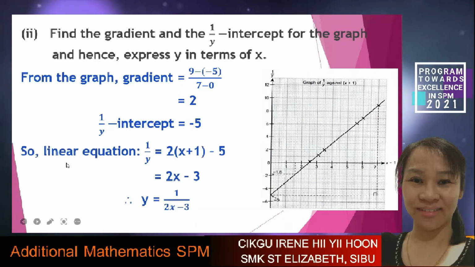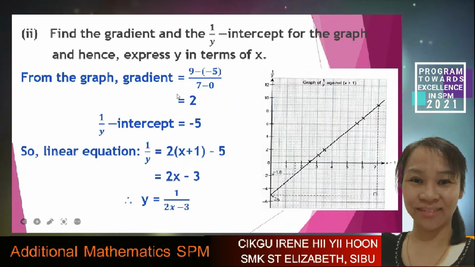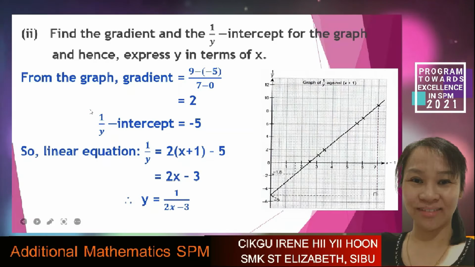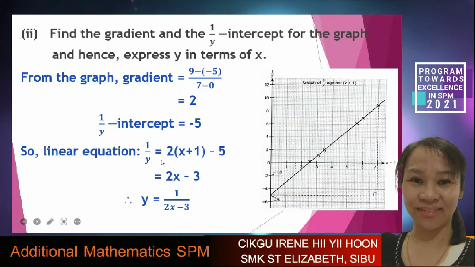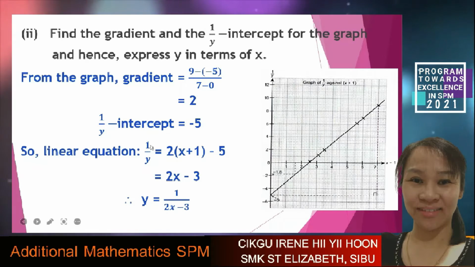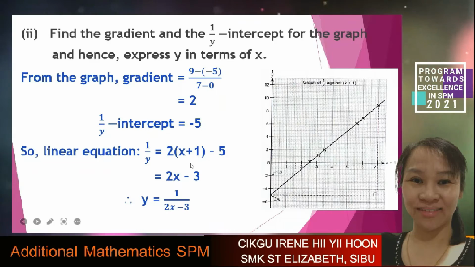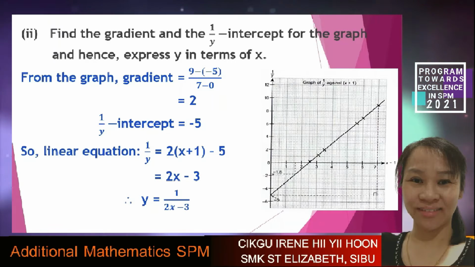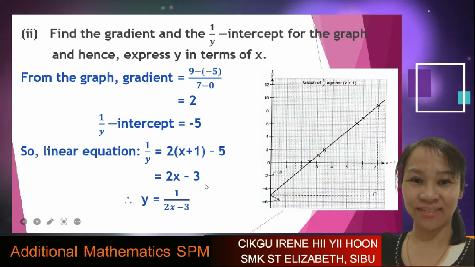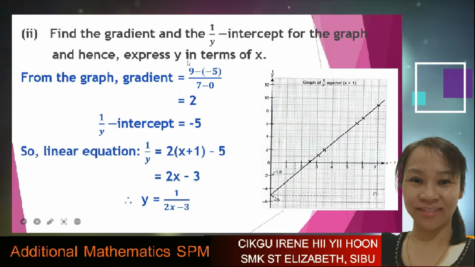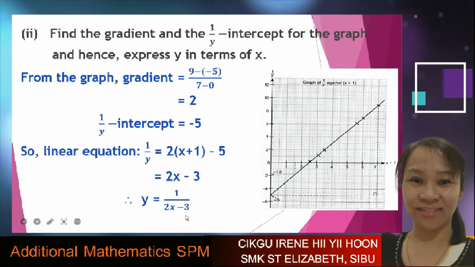So we can form a linear equation by using the value of the gradient and the value of the 1 over y intercept, which are found. So the linear equation is 1 over y equals 2 times x plus 1, minus 5. Then it equals 2x minus 3. So to express y in terms of x, y equals 1 over 2x minus 3.